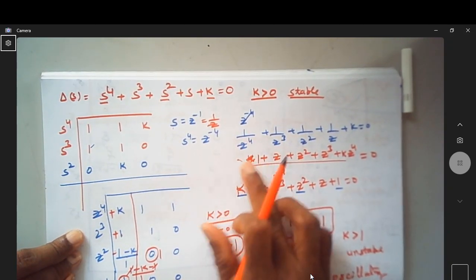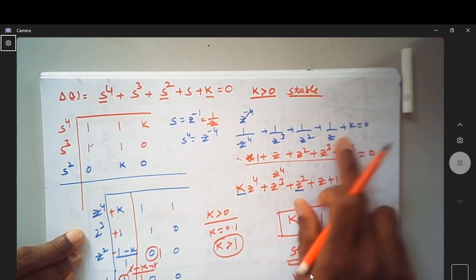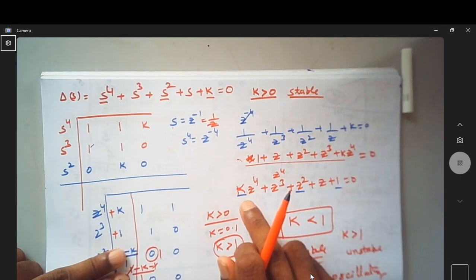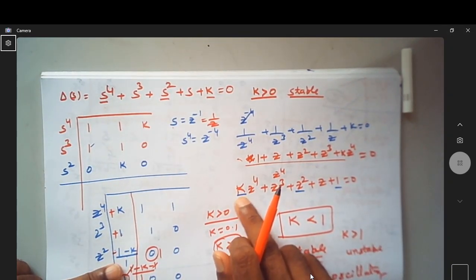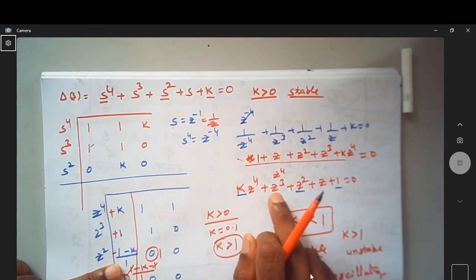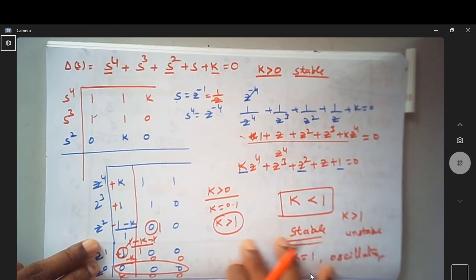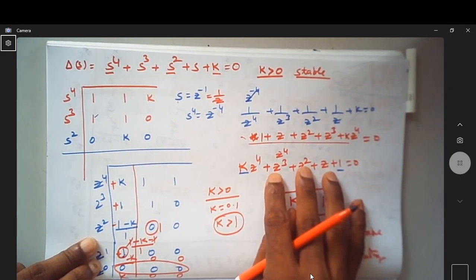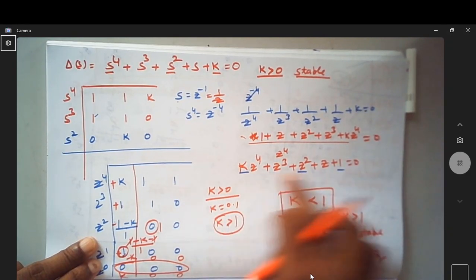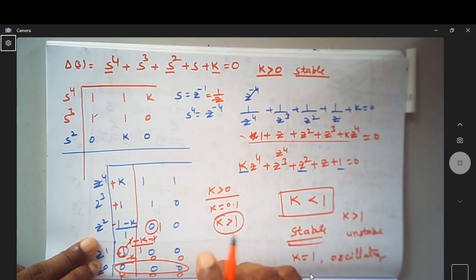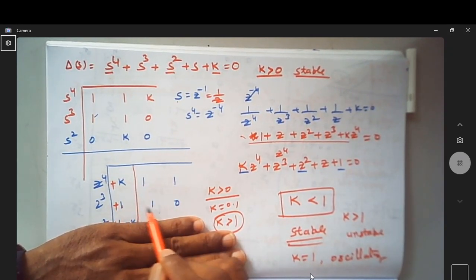Now this is the replacement of s by 1 over z, and then we found a modified characteristic equation which has k as the coefficient of z to the power of 4 and the other coefficients are 1, 1, 1, 1. Then we continued writing the Routh's array for this modified characteristic equation, and we wrote this as k, 1, 1 and then 1, 1, 0.